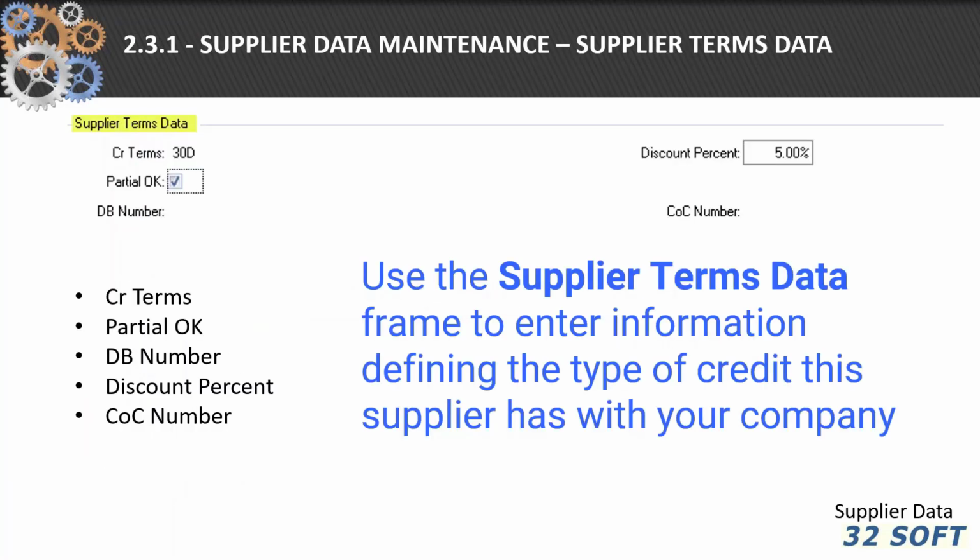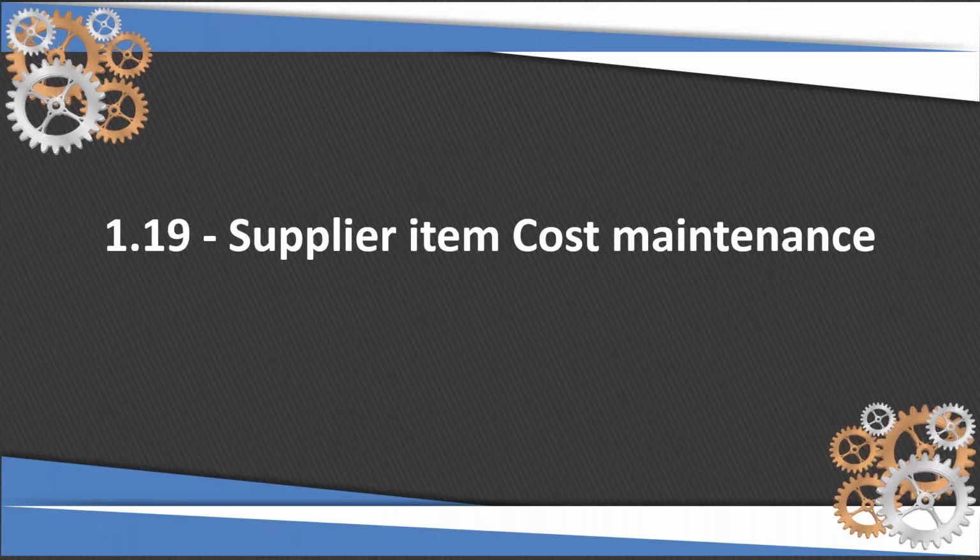There's the supplier pricing data, the address data, and the supplier terms, where you define the credit terms, D&B numbers, discount percentages, etc. So those are the fields in 2.3.1 that need to be established for the supplier.